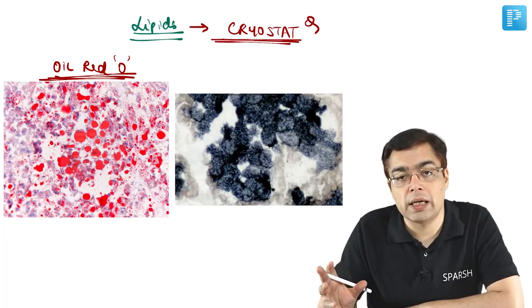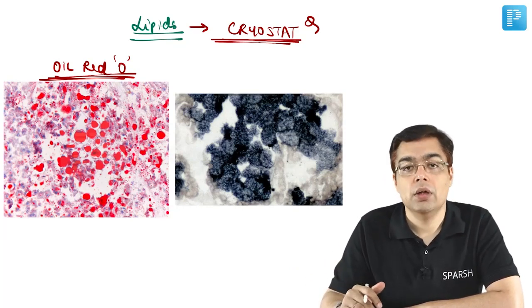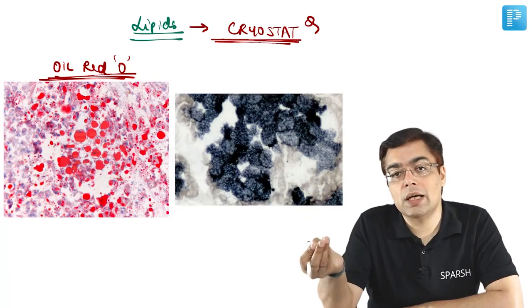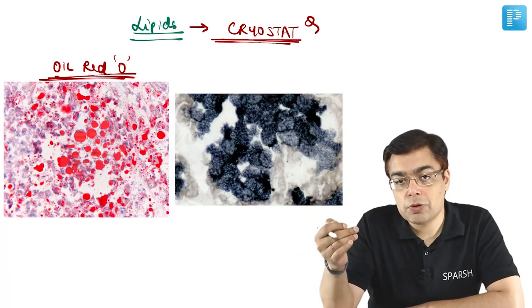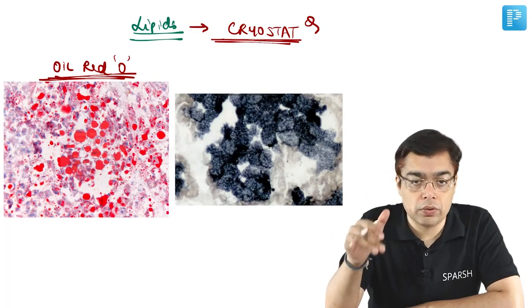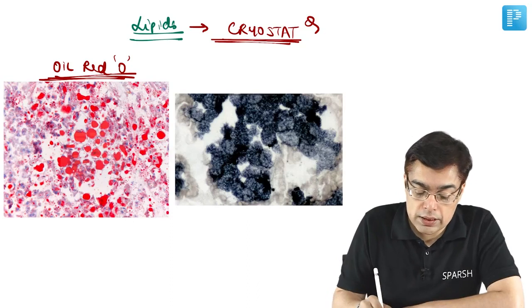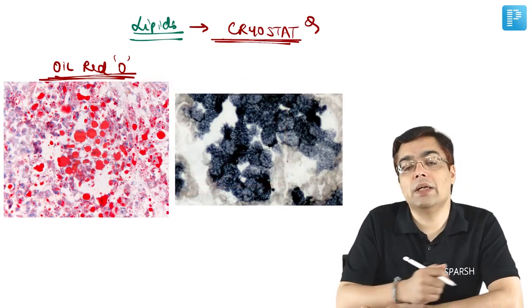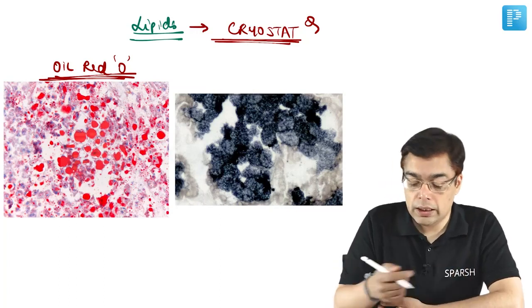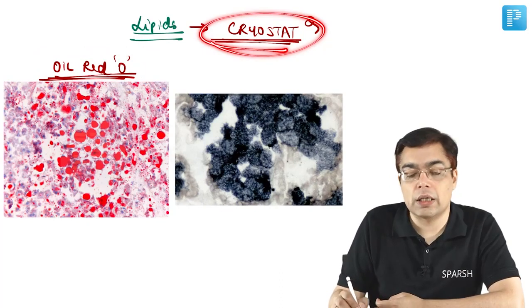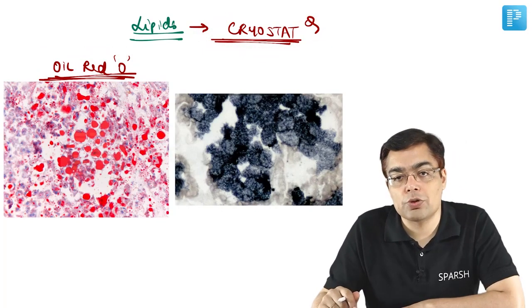Remember Reye's syndrome: a child with a viral infection develops a fever. To treat the fever, you gave this child aspirin by mistake, and that aspirin is responsible for causing damage at the level of the mitochondria. So that was again a classical situation in which lipids are detected at the level of the mitochondria, and with the help of stains like Oil Red O, and of course using a cryostat, we can make the detection of lipids very easy.